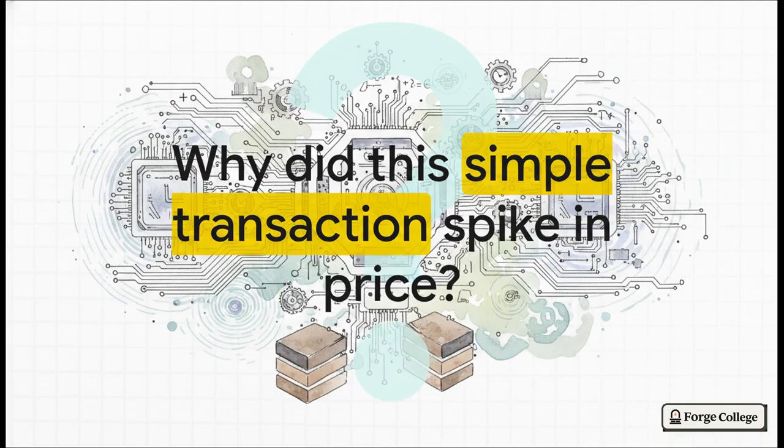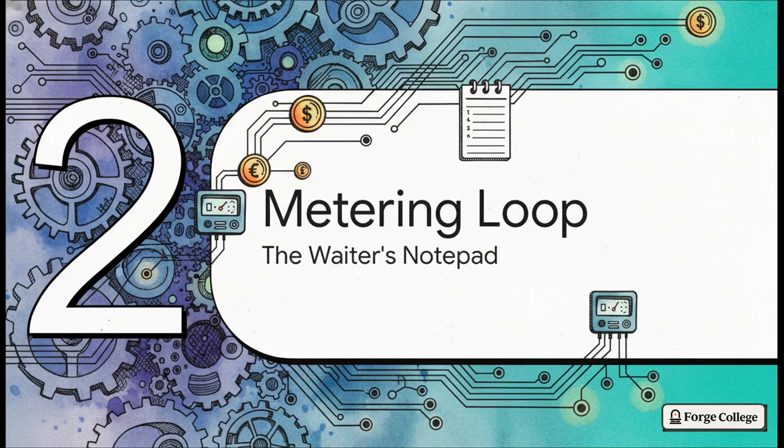Well, it's because the network literally does not care about your code's intent. It is only looking at every single micro-operation. It takes all these wildly diverse resource demands, like CPU cycles and disk storage, and forces them all into one single countable, payable measure. Moving right along, Section 2, inside the metering loop.